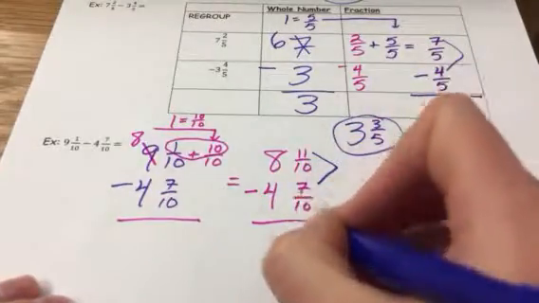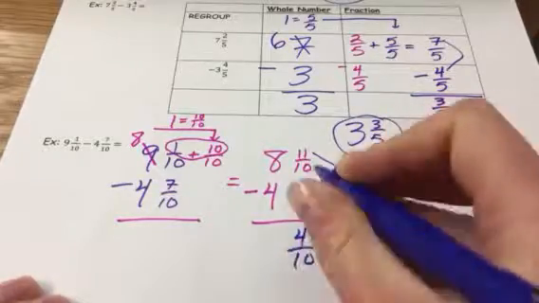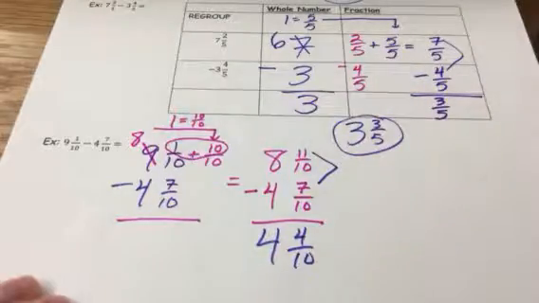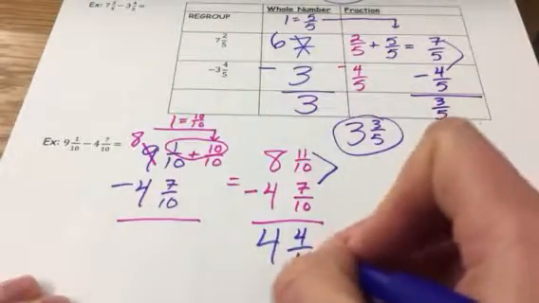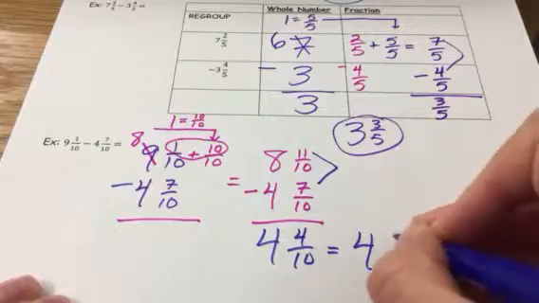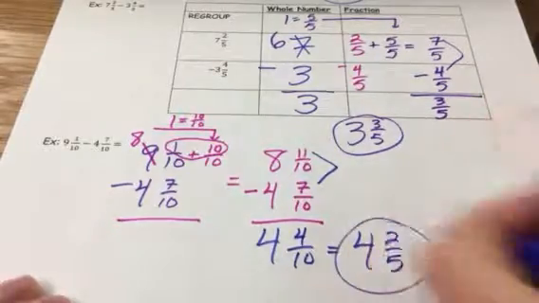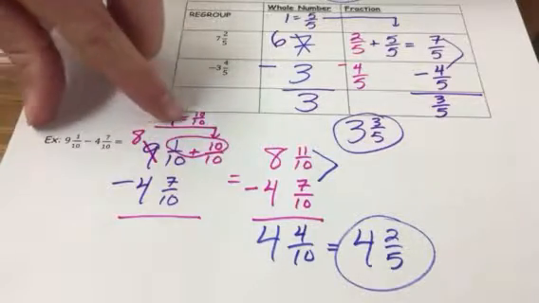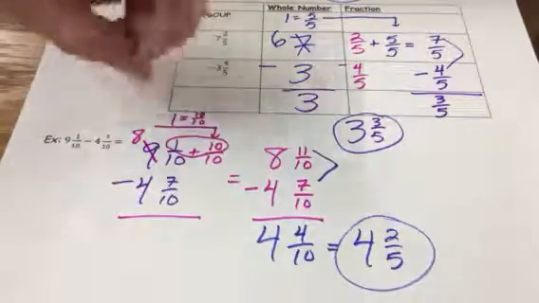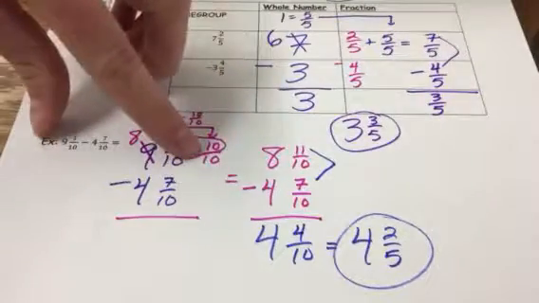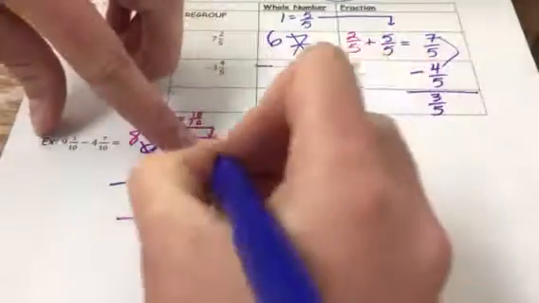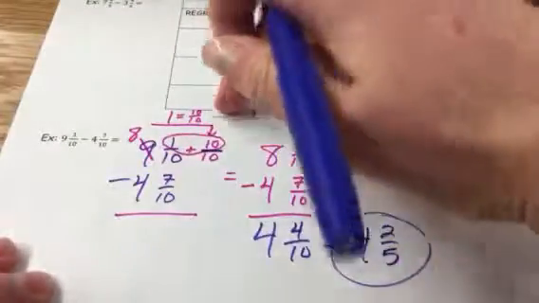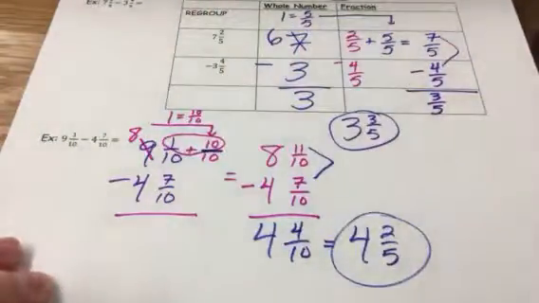And now I can do my subtraction. I do 11 minus 7, which is 4. My denominator stays the same. 8 minus 4 is 4. And then we simplify. I can divide the top and bottom by 2. So that becomes 4 2/5. So what I want to see is I want to see how you're bringing your one whole thing over and dropping it down, and poof, it becomes the version of 1 that's helpful for us, which in this case was 10/10. So I'm bringing that one whole thing over and I'm dropping it down as 10/10.